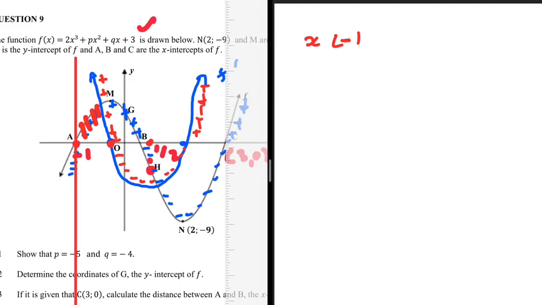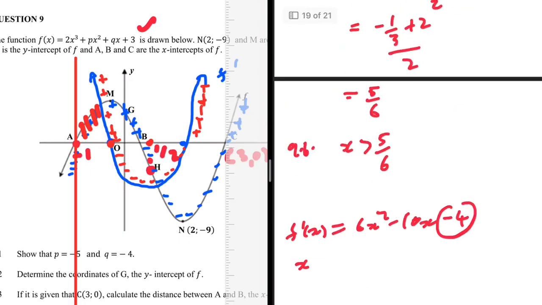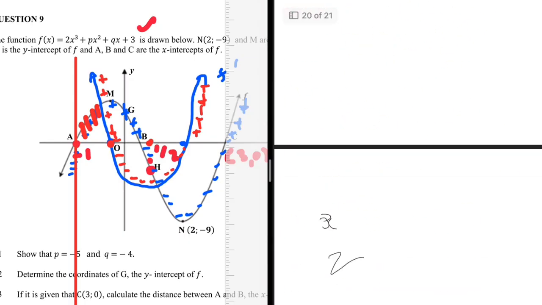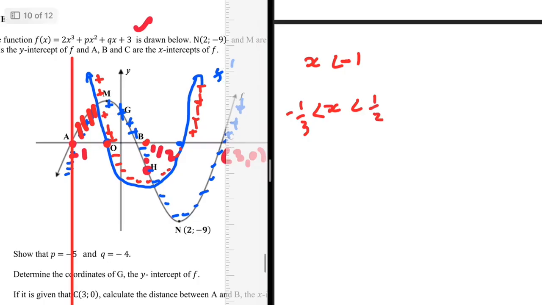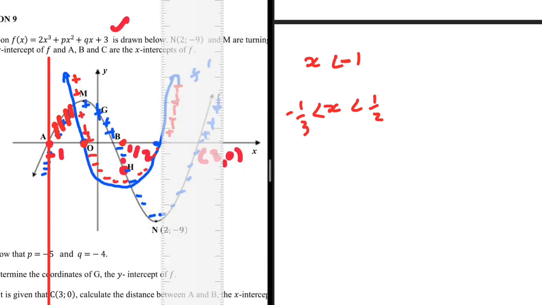Okay, so when x is between the x value of m. So what is the x value of m? We calculated it above. The x value of m is minus 1 over 3. So when x is between minus 1 over 3 and the value of b, which is 1 over 2, we calculated it above also. I think the coordinate of b is 1 over 2. Right, here it is. So between minus 1 over 3 and 1 over 2, it's also part of our solution, right? And then let's keep going.